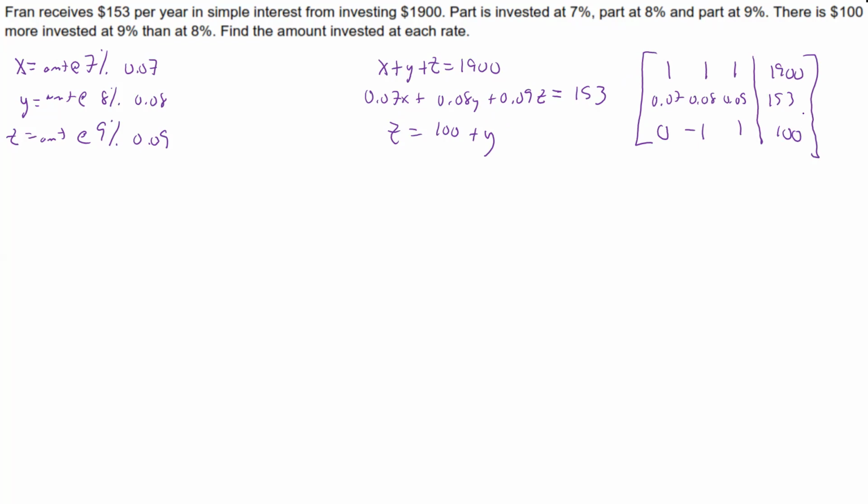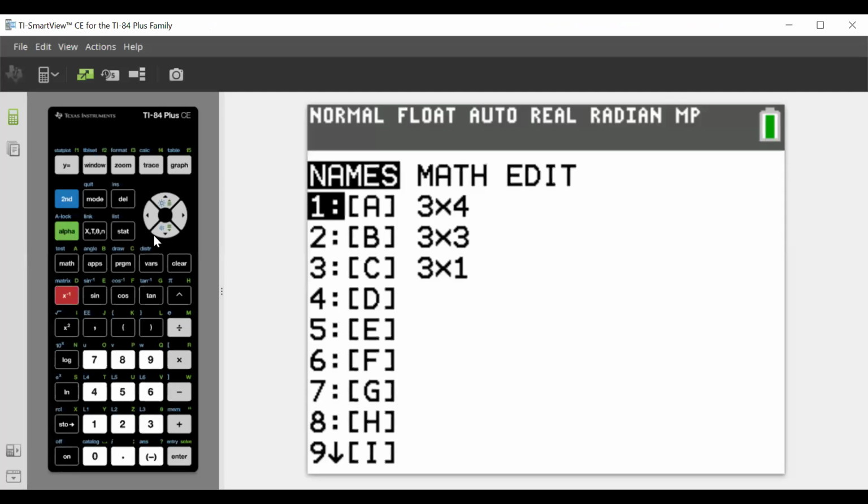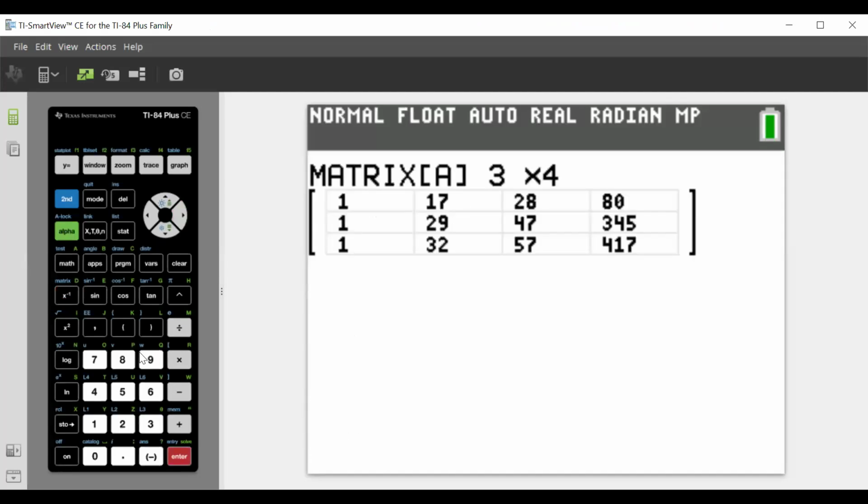Okay. So now what we have to do is plug that into our matrix, do the reduced row echelon form, and then that will tell us what each of the values are for x, y, and z. So let's go get our calculator and we'll do it the easy way. This one didn't say which way we had to do it, so let's do it as easy as possible here.